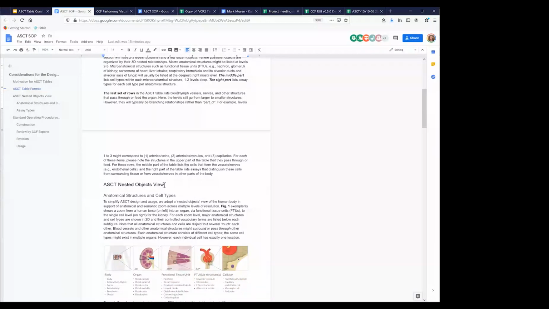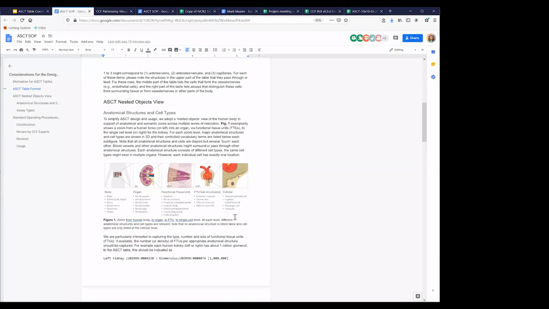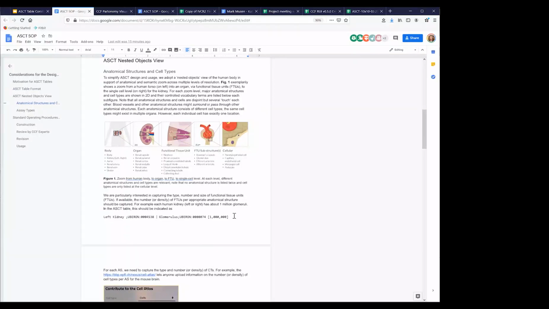And then the next section in this particular document explains the nested objects view, which we have for the anatomical structures for HubMap currently. And so you really have from the whole body to the organ, to the functional tissue unit, to substructures, to the cellular level, and a way to navigate down in a hierarchical way, and up again, of course, also. What we want to have in the future, and we are not there yet, is to have indications of how many, for instance, cells of a certain type, or how many glomeruli you actually have inside of a certain body part. So we know that there are about 1 million glomeruli in each kidney, left and right.